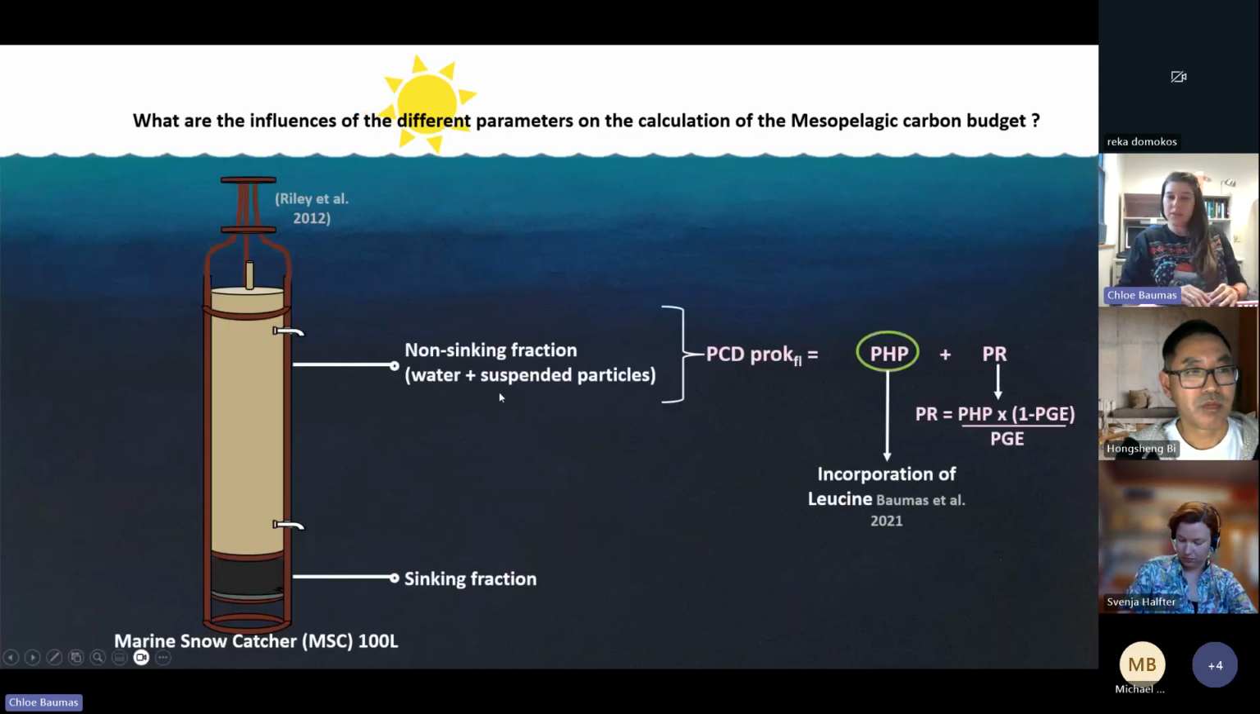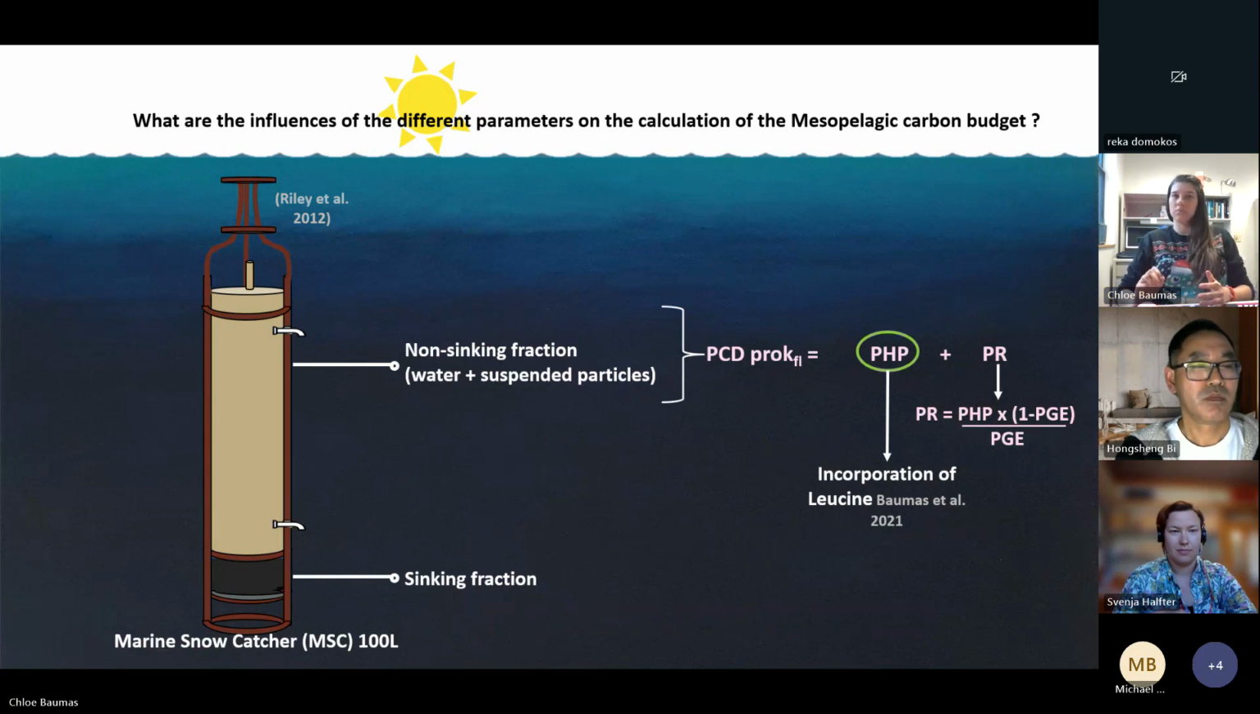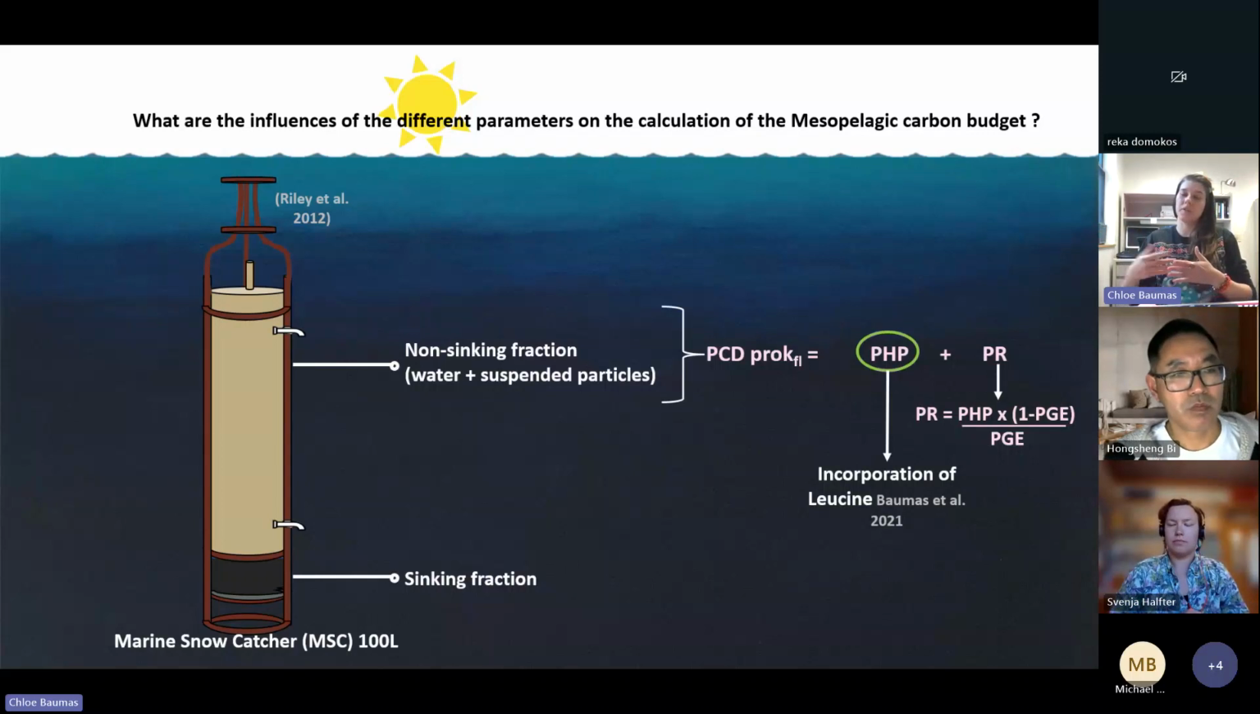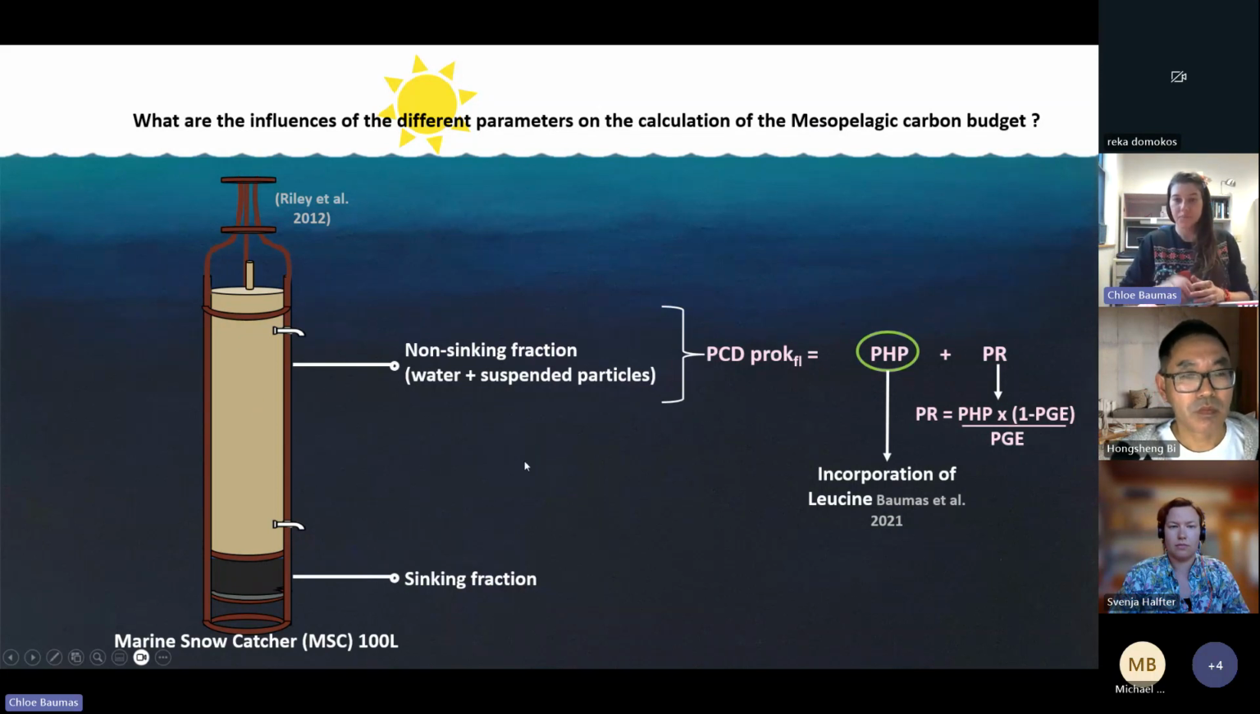And regarding the carbon demand, thanks to the use of marine snowcatcher data, I was able to separate the prokaryotic carbon demand of the free-living prokaryotes from the attached prokaryotes. For those who are not really familiar with this instrument, it's a 100-liter bottle, which you use to sample at a depth you want, and then you wait 2 hours on the deck of the boat, and you have the separation of the particles, the sinking fraction here and the non-sinking fraction here.